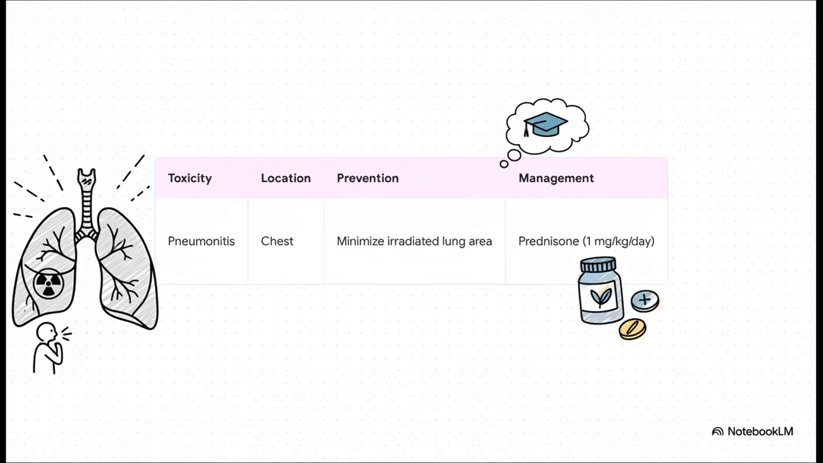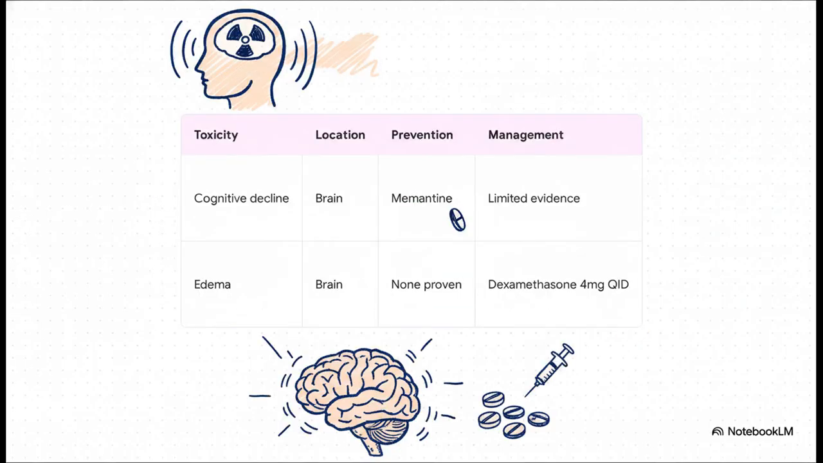And the go-to treatment is a course of prednisone. Here's another super important one to file away: the potential preventative role of memantine for cognitive decline after whole brain radiation. And just as critical is the use of dexamethasone for cerebral edema. I mean, radiation-induced brain swelling can be life-threatening, and high-dose dexamethasone is the absolute standard of care.